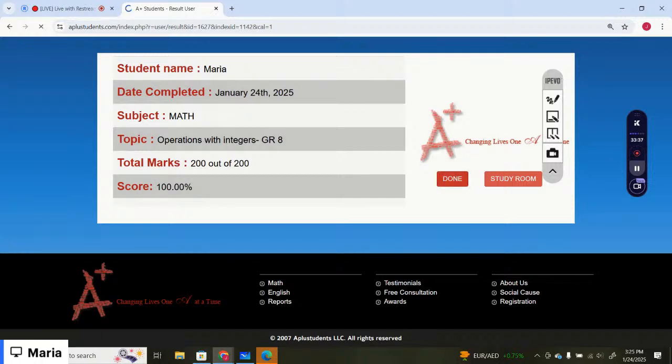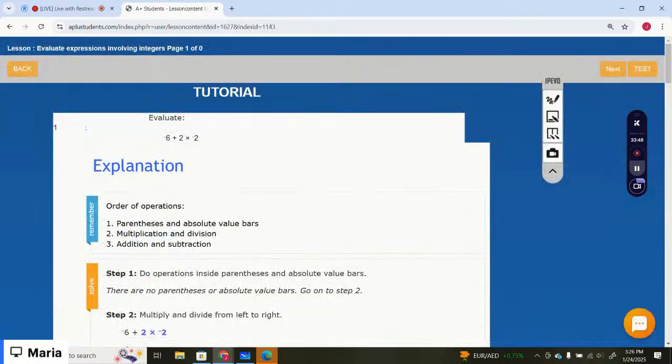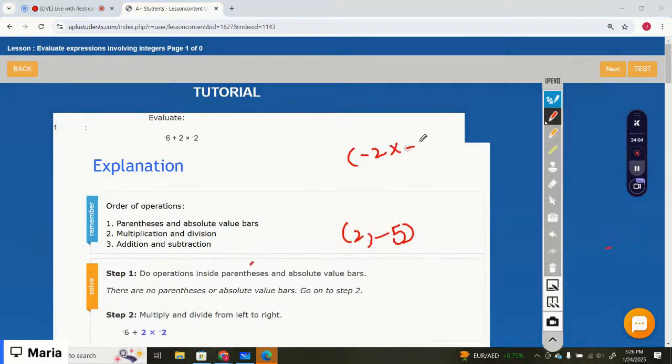Let's just move on to the next lesson. The next lesson is evaluate expressions involving integers. Negative 6 plus 2 times negative 2. So basically, we're going to learn the order of operations here. The first thing we have to do is if we have a parenthesis like this, that is the parenthesis, right? You have to evaluate the parenthesis first and absolute value bars, then multiplication. The last one, you have to do addition and subtraction.